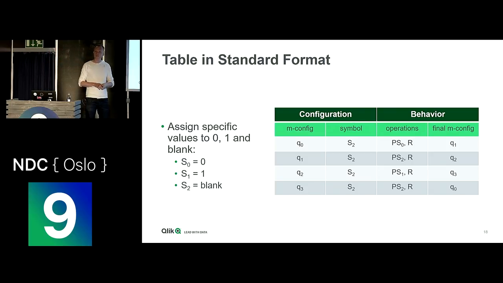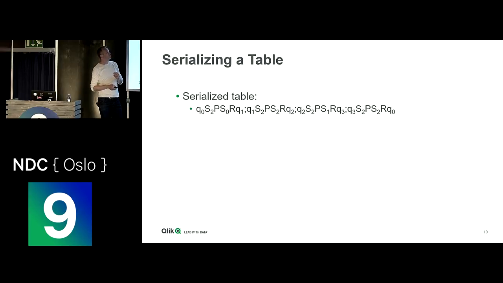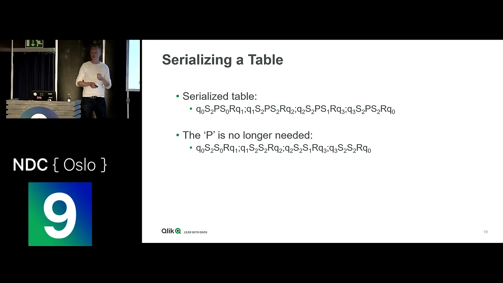And the reason he wants to do this is he wants to have a way to serialize these tables. You want to be able to write them down in a well-defined way. And if you have this type of table, you can just take each row as they are, concatenate them, and put them in a row like this with a semicolon as a separator. So this is the way that Turing shows that you can take one of these tables and serialize them, write them down. With this, we can see that every single subsection of this serialized table will contain this piece. We can just remove that. That is no longer needed. So that's a way to simplify it.